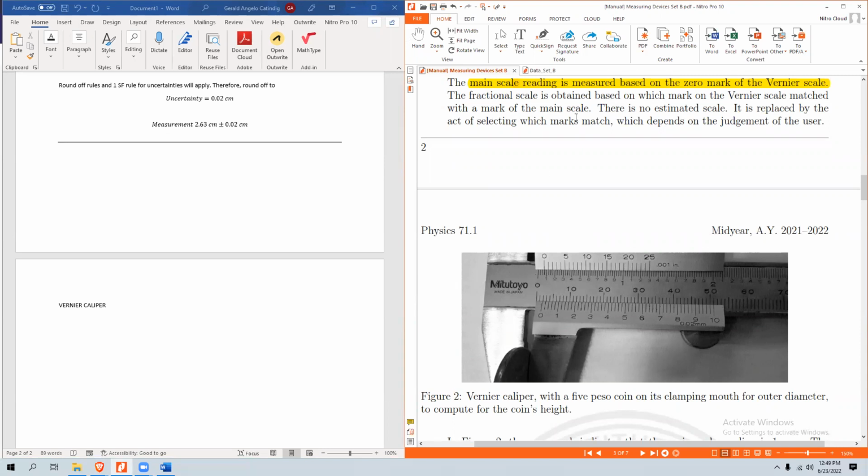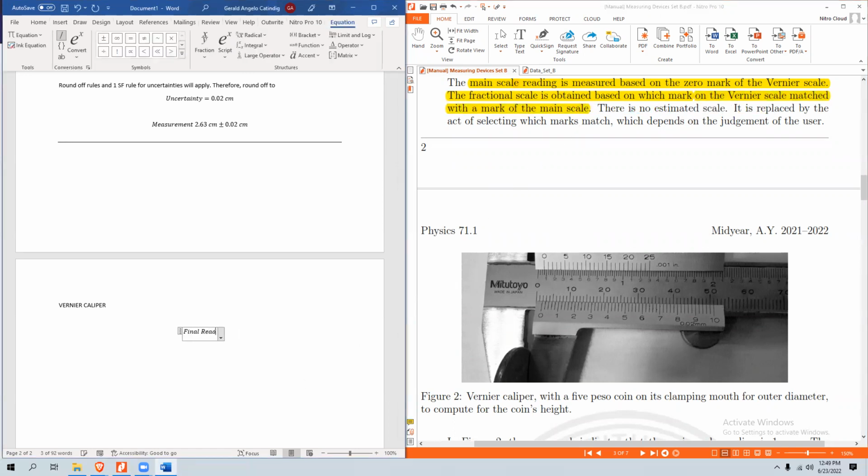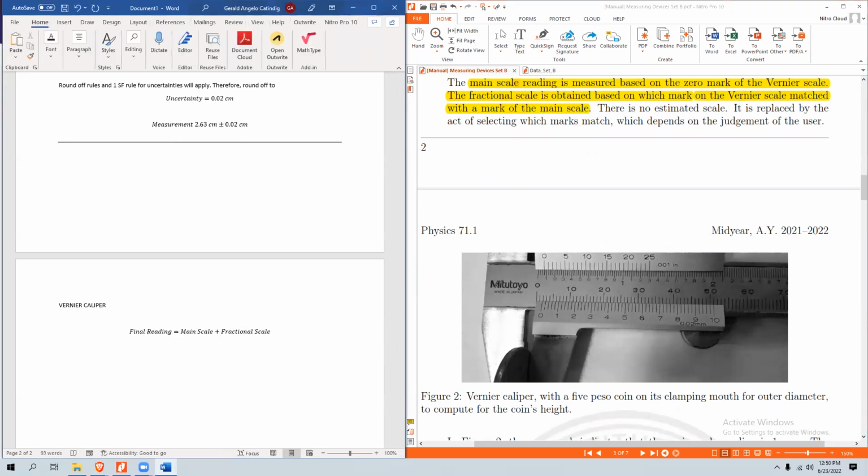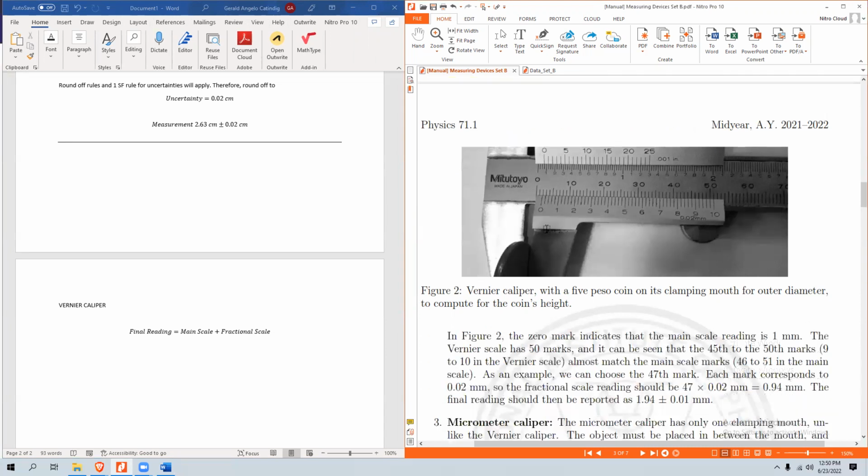The fractional scale, on the other hand, is obtained based on which mark on the vernier scale matches with the mark of the main scale. So there is no estimated scale here. The final reading would only be main scale plus fractional scale in the case of a vernier caliper. Instead, the estimated scale is replaced by the act of selecting which marks match, which will now depend on the judgment of the user. Let us focus on this figure. In figure 2, the 0 mark indicates that the main scale reading is 1 millimeter.